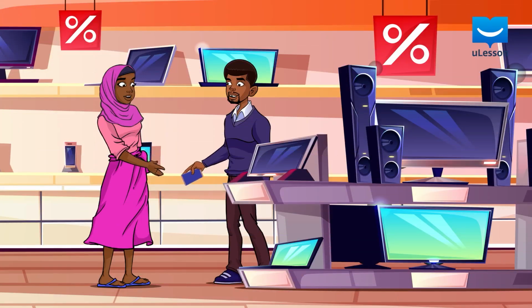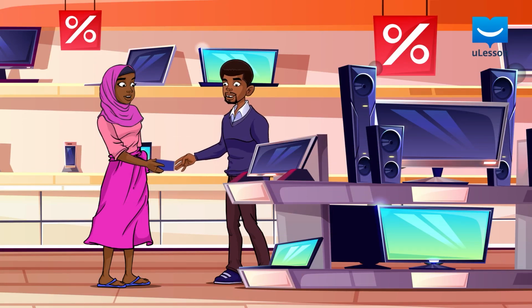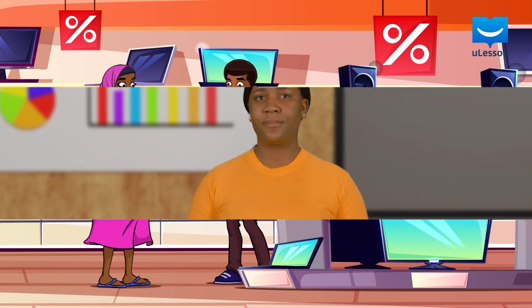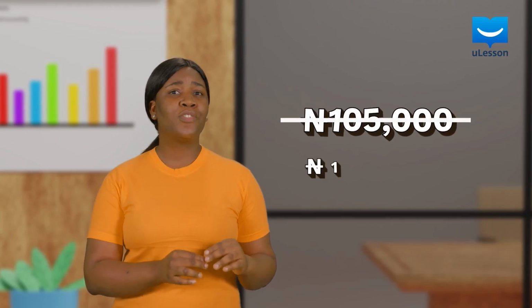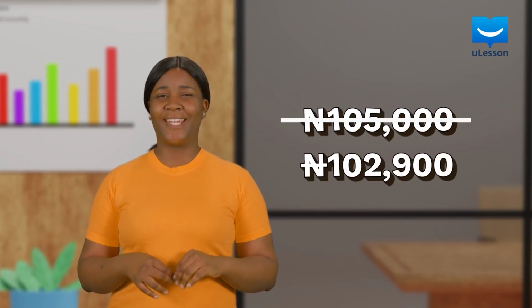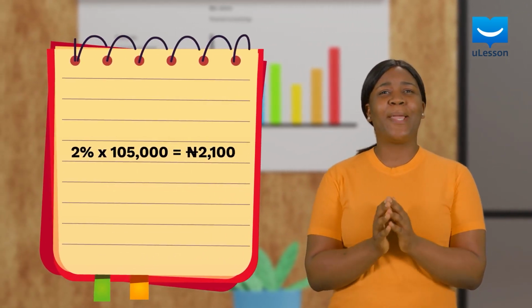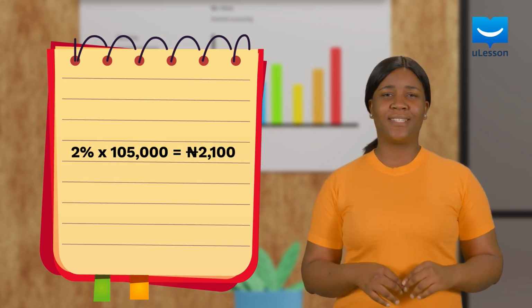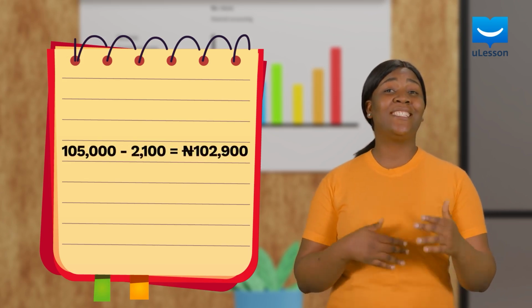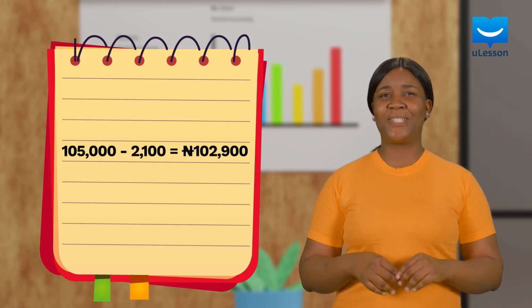In Zara's case, she bought an item worth 105,000 naira and then settled her debt within 10 days. Therefore, instead of paying 105,000 naira, she was allowed to pay 102,900 naira. The reduction of her debt by 2,100 is calculated by multiplying 105,000 naira by 2%. The result is then deducted from the amount that was owed.